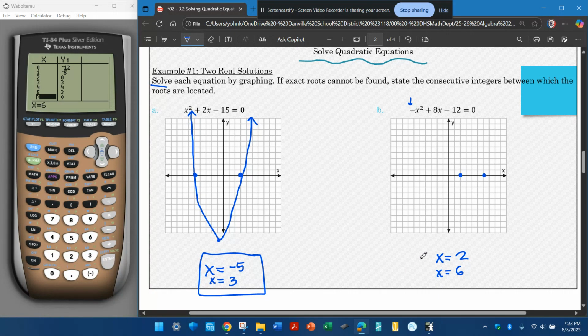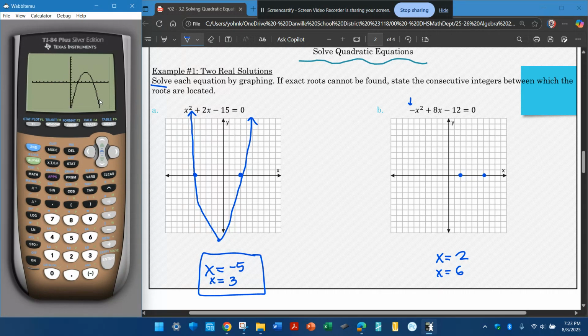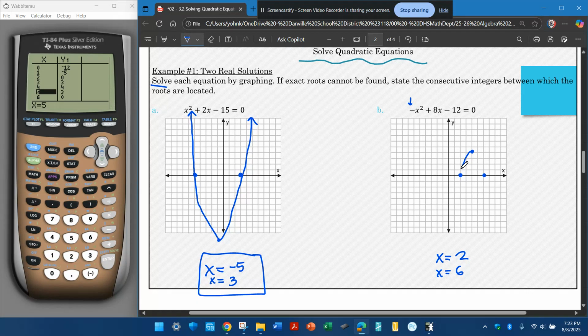Now I need a vertex, so I need to figure out another point. Remember, it's opening upward or downwards. Looks like it's maybe somewhere here at 4. So go back to your table and take a look. Oh, yep, it does look like 4, 4 is going to be our vertex. So 2, 4. You need at least 3 dots in order to be able to graph a parabola nicely. Where it crosses the x-axis, those are your roots, or solutions, or zeros, or x-intercepts, you choose.